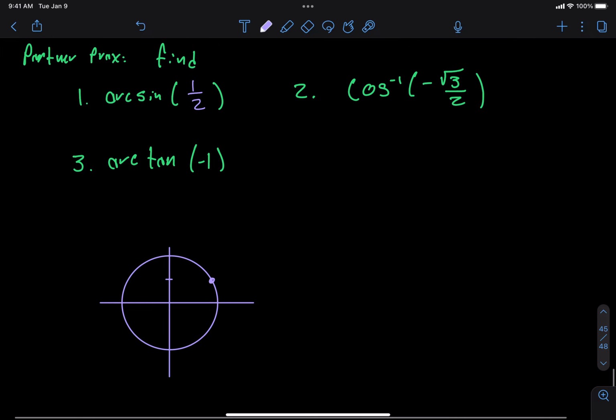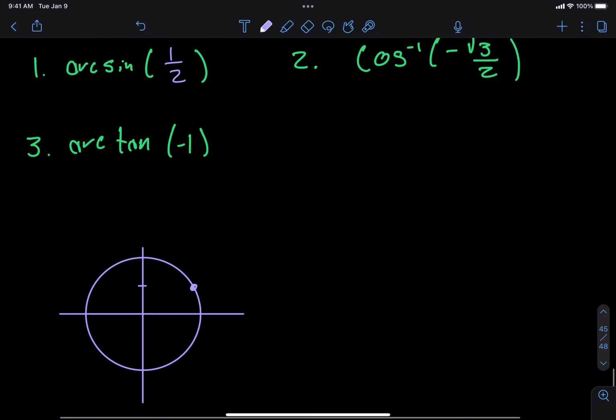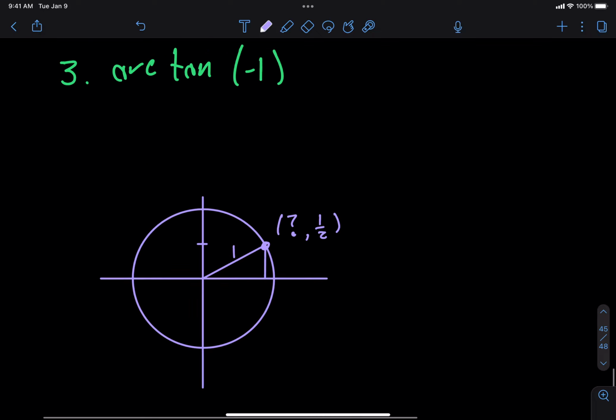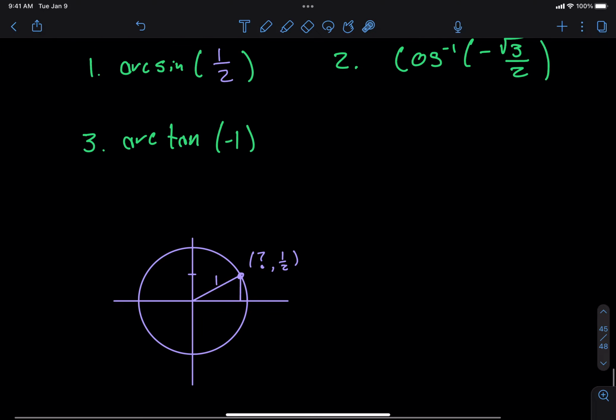And now what do I do? Now I'm going to draw in the triangle. What do I know? I know that this length here is 1 because it's the radius of the unit circle. I know that the coordinates of this point are something, comma, 1/2. I know that the y value is 1/2 because I'm doing arcsine. That means that sine of this angle is 1/2. Sine gives you the y coordinate of the point on the unit circle. So that's why I know the height is 1/2.